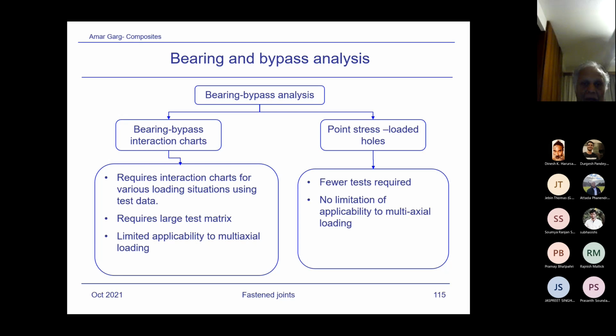Okay, now bearing bypass analysis. I showed in the previous one the bearing bypass interaction charts, which require interaction charts for various loading situations using test data. It requires lots of test data, and I will explain that. It requires a large test matrix, with limited applicability in multi-axial loading. However, the point stress method is very powerful. Fewer tests are required, no limitation of applicability to multi-axial loading, and this is valid for any type of loading, whereas the other is very limited in application. So this is more versatile.